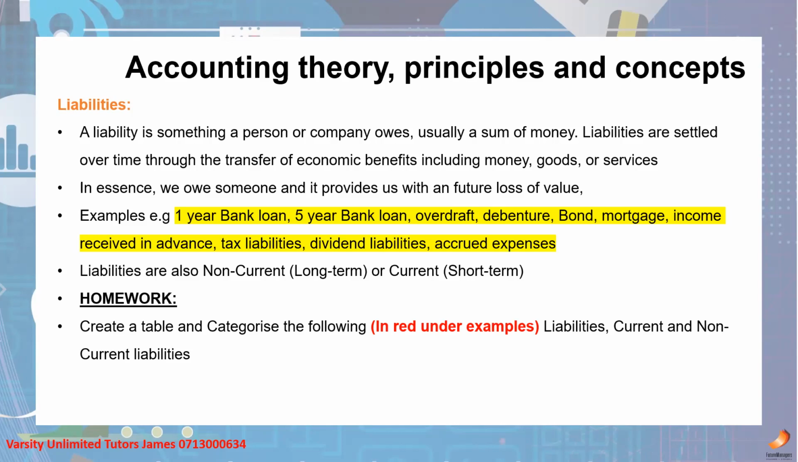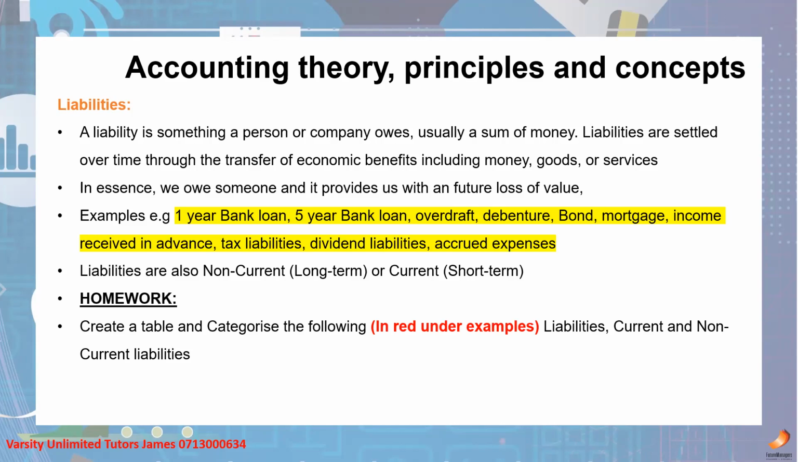A current liability is a liability that you are going to pay within the next 12 months. If you owe someone money and you're going to pay them within 12 months, then it is a current liability. If you owe someone money and you're going to pay them after 12 months, then it is a non-current liability, right? Please take note of that distinction. It is very, very important.